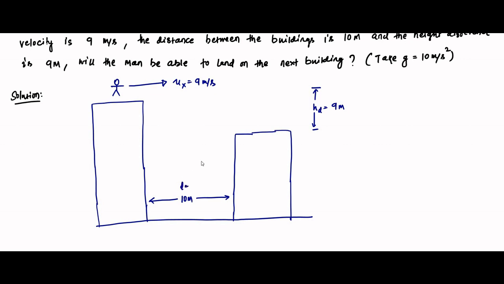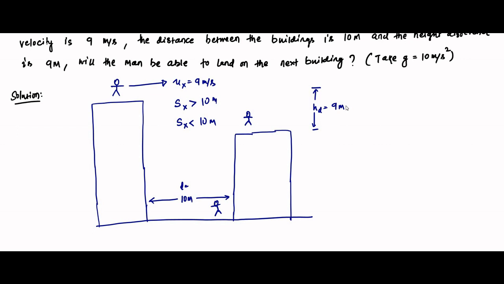So here what we want to know is how much horizontal distance the man covers with this horizontal velocity. If the horizontal distance covered by the man is greater than the separation distance between the two buildings, that is 10 meter, then he will land here safely, no problem. But if it is lesser than 10 meters, then he will simply fall down on the ground. So here we have to calculate Sx.